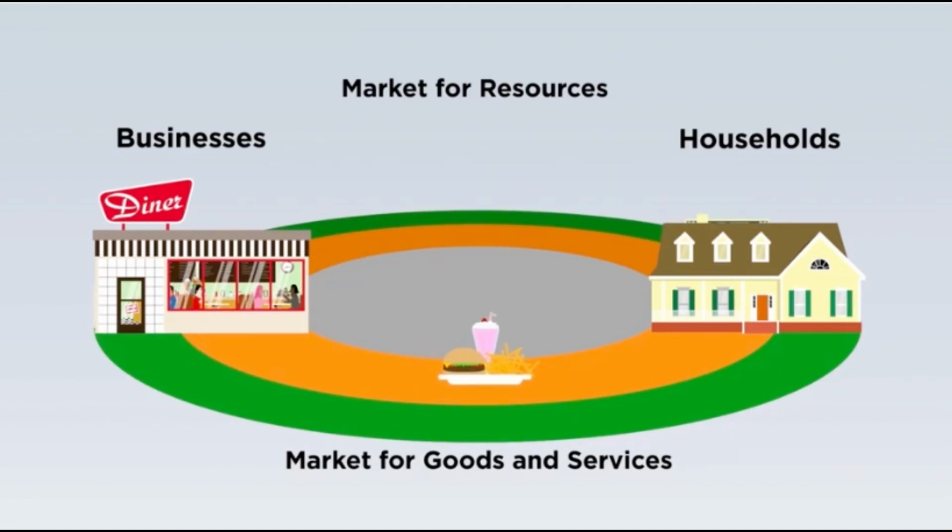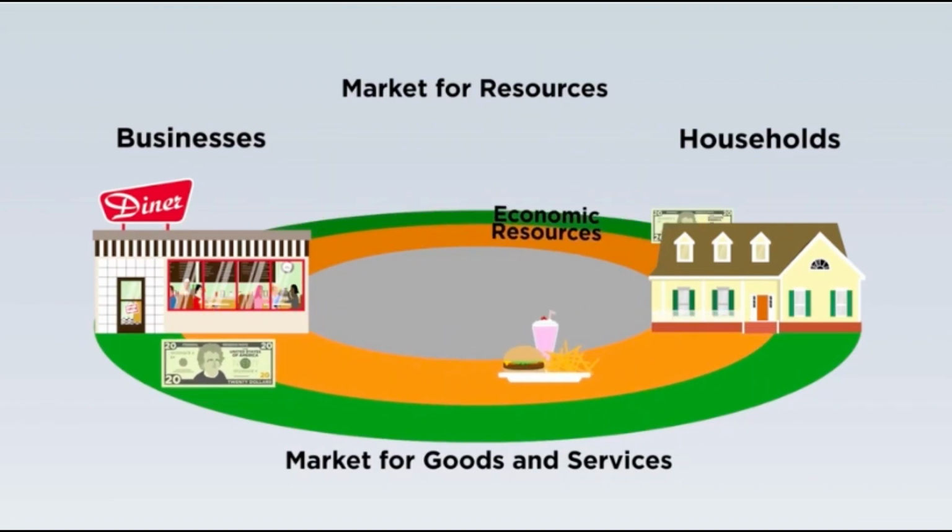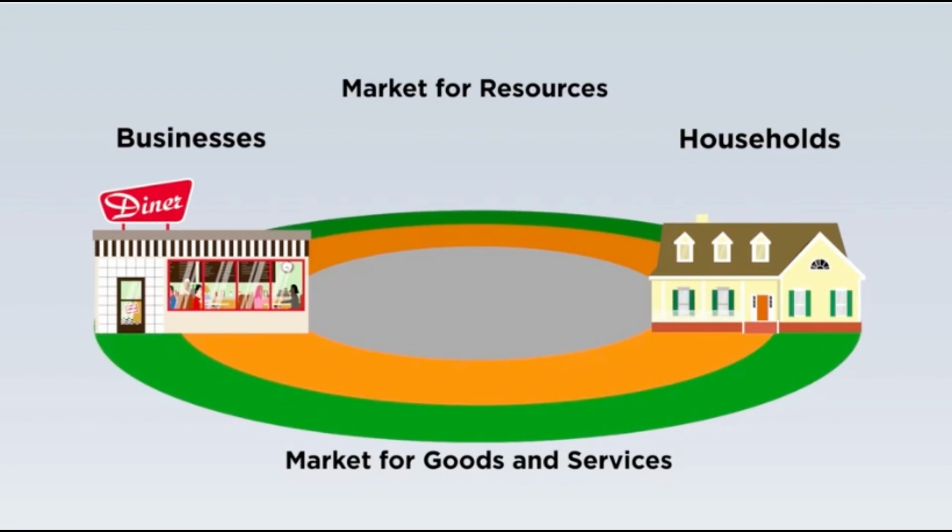The circular flow model is a simple tool for learning about the economy. It shows the relationship between households and businesses and how these different decision makers in the economy fit together. Plus, it shows how money keeps the economic resources and goods and services flowing around and around and around in the economy.